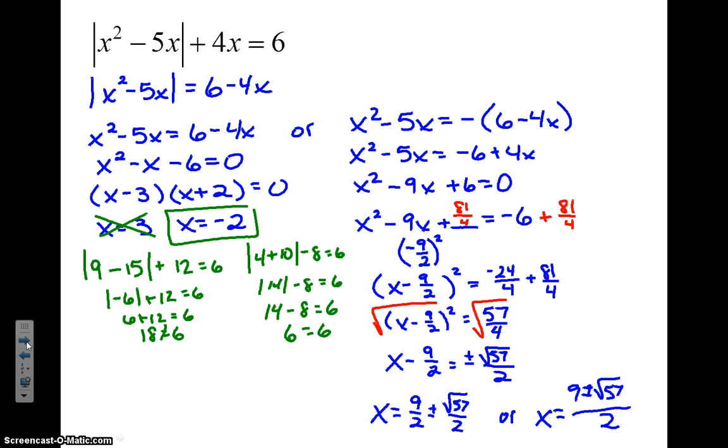Okay. What I would probably suggest doing for the 9 plus or minus square root of 57 over 2 is storing that value on the calculator, plugging it in, and seeing if you get the equation to come out to equal 6. Okay. But that's how we would check for our extraneous solutions.